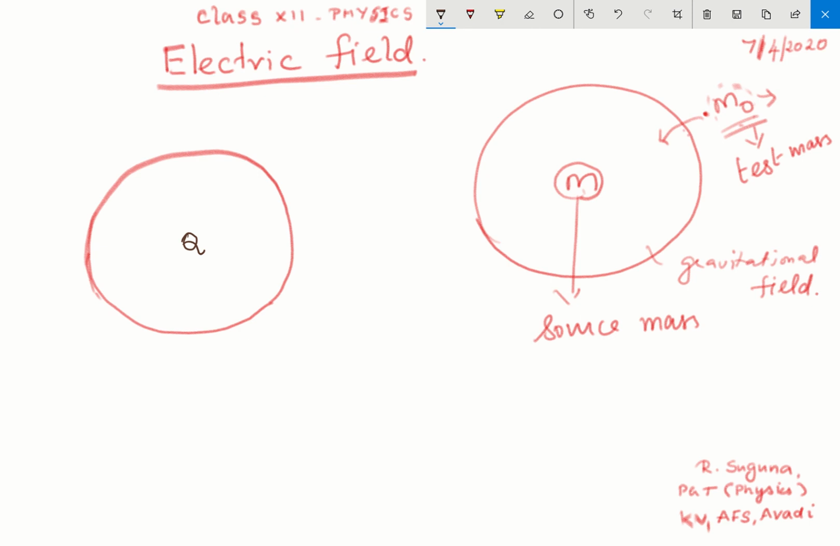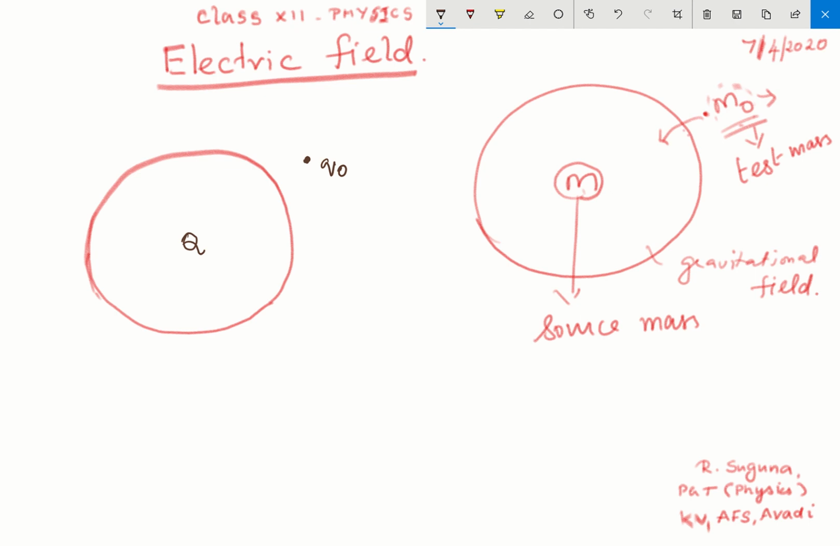How to define the electric field? Electric field produced by any charge is the space around the charge within which its force of attraction or repulsion can be felt or experienced by any other charge. Once again, I repeat, what is electric field due to a given charge? The space around that charge within which its force of attraction or repulsion can be felt or experienced by any other charge.